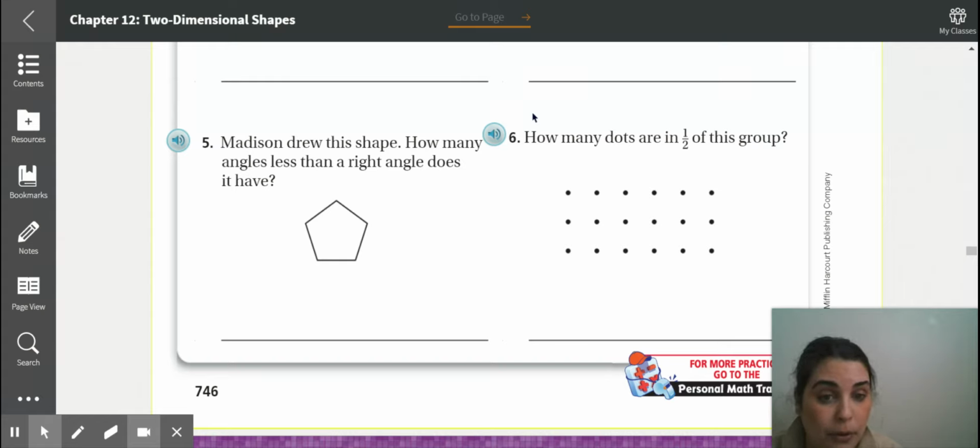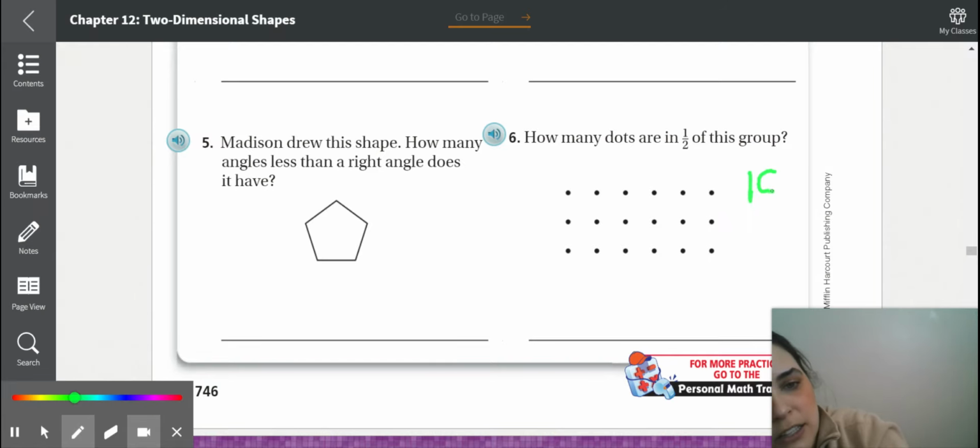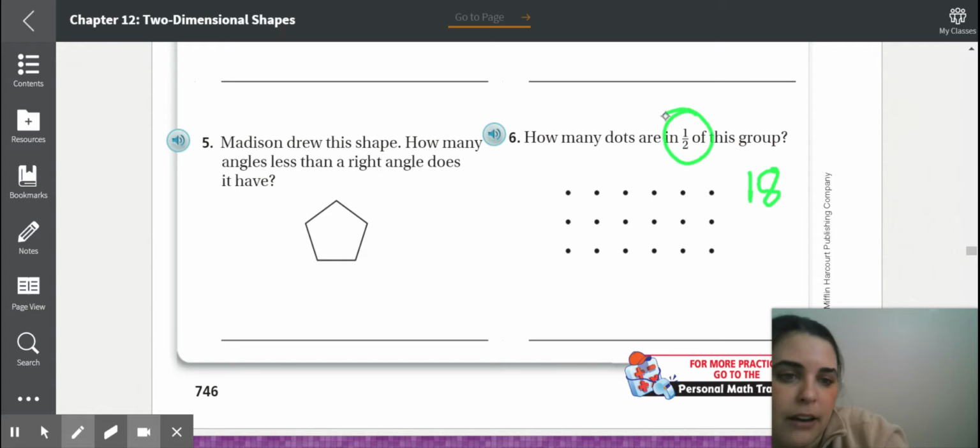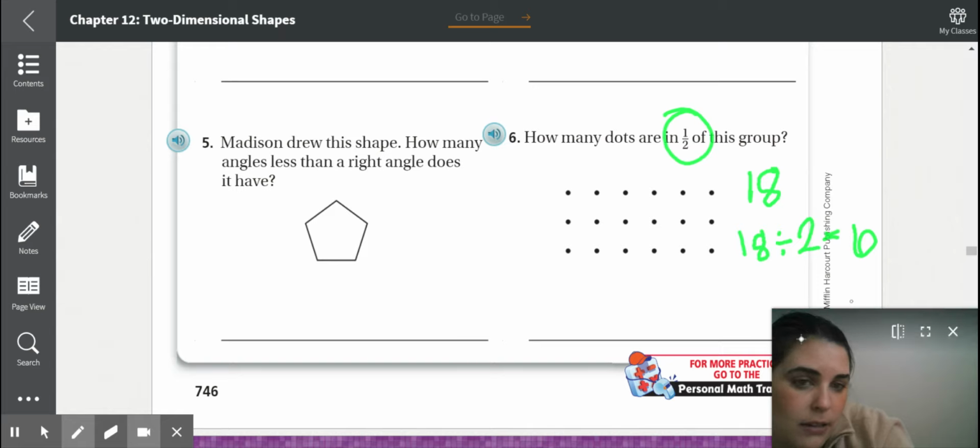Half of the group. So we need to think, well, how many dots are there all together? Let's count that. 1, 2, 3, 4, 5, 6, 7, 8, 9, 10, 11, 12, 13, 14, 15, 16, 17, 18. There's 18 dots in the whole group. Well, how do we half that number? We have to think, what's 18 divided by 2?